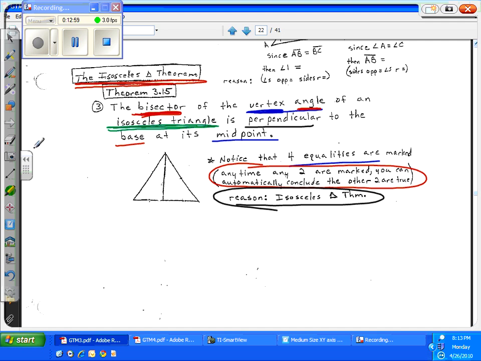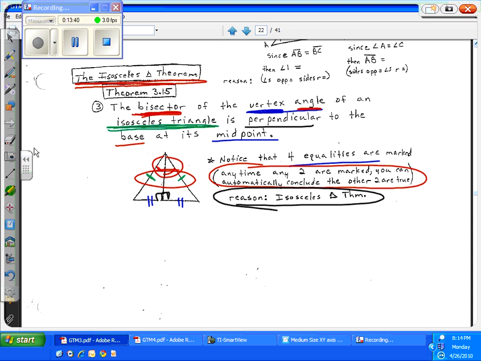We can say, well, given this, let's be given that this is perpendicular and that these are equal. Well, that's two out of the four things. We've got that that's perpendicular and those are equal. So we can conclude now that it must be isosceles and that this must be a vertex angle bisector. And we can justify those two reasons with the isosceles triangle theorem. Okay? And we could do other combinations of two given and reach the conclusion that the other two are true.